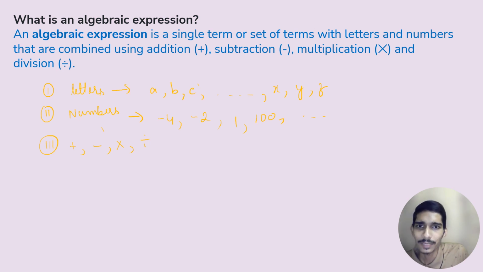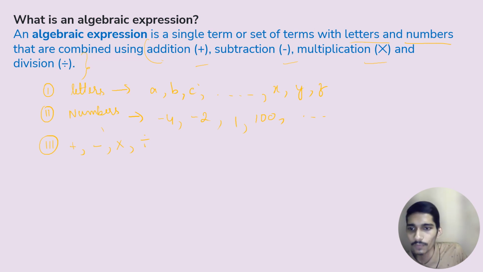So let's first see the definition. An algebraic expression is a single term or set of terms with letters and numbers that are combined using these mathematical operators. If letters and numbers are combined using these symbols, plus, minus, multiplication and divide, then we will say that the given expression is an algebraic expression. Clear? Not clear? Let's take an example so that it will be very clear to us.